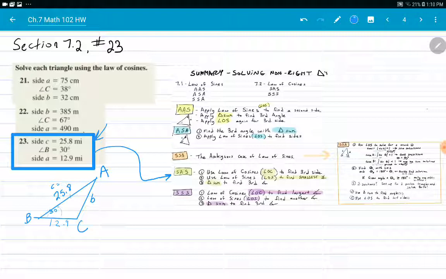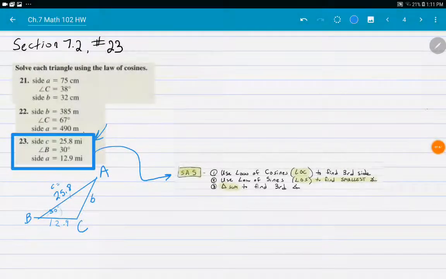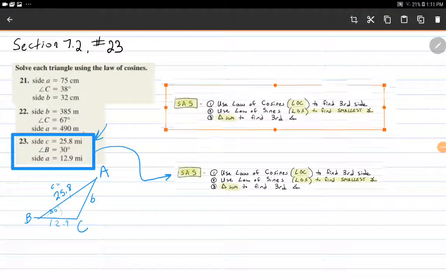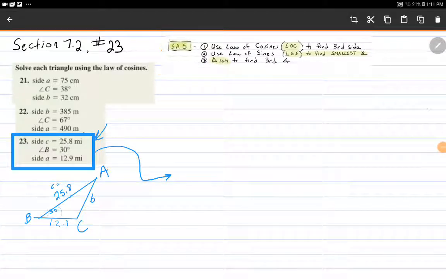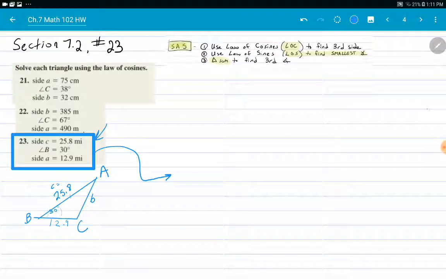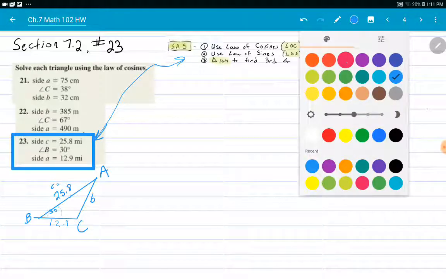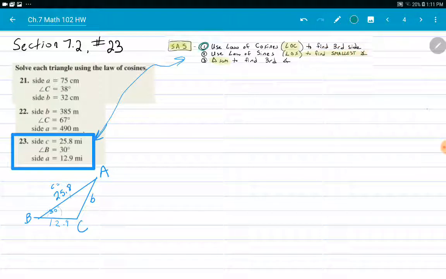So I'm going to just zoom in on my notes. Top of my guide. Okay, so step 1. Let's do it in green. Step 1: I'm going to use the law of cosines to find my third side.